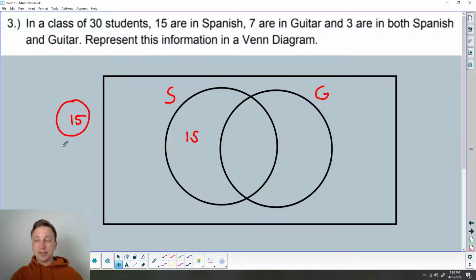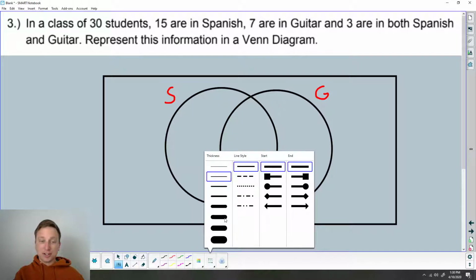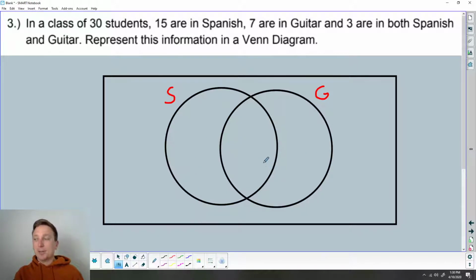Notice that in this image right here, we don't have the overlap considered. So we need to consider the number of students that are in Spanish and guitar first, so we're not double counting. This double counting is the most often occurring mistake I notice in these Venn diagrams. I made it as well. The numbers don't make sense or add up to what they should if you double count, actually.